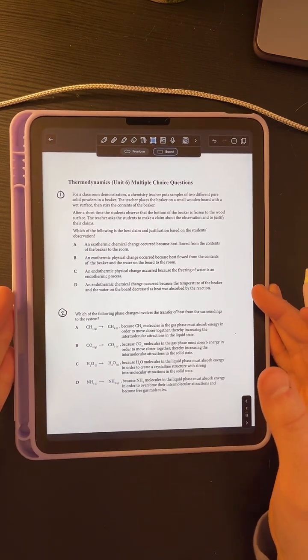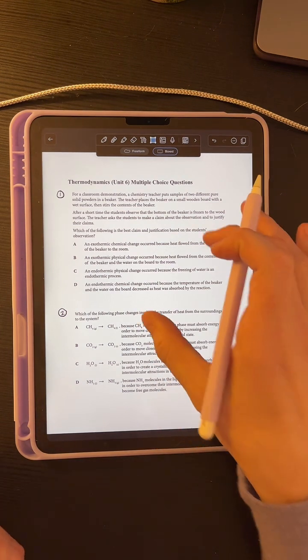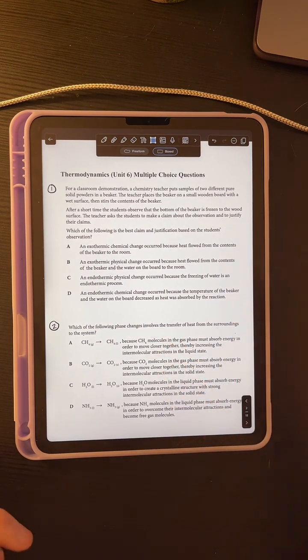If you can see it, let me know. If you can't see it, I will just sort of move it around. But let's go through these multiple choice questions.